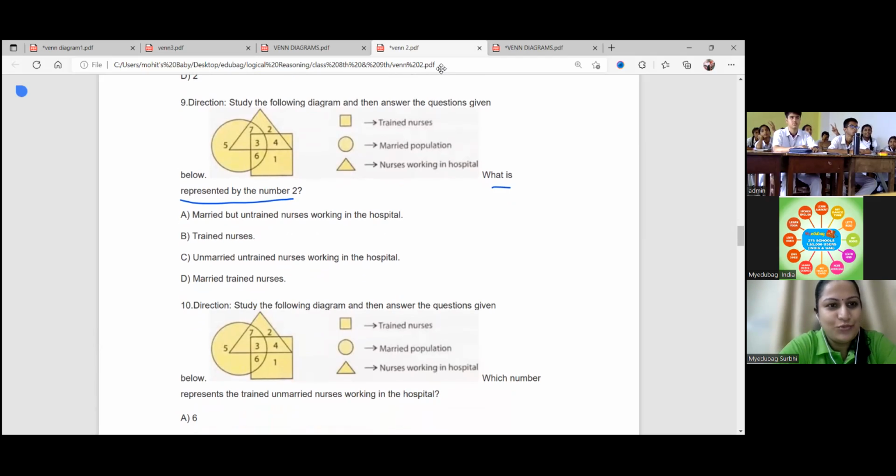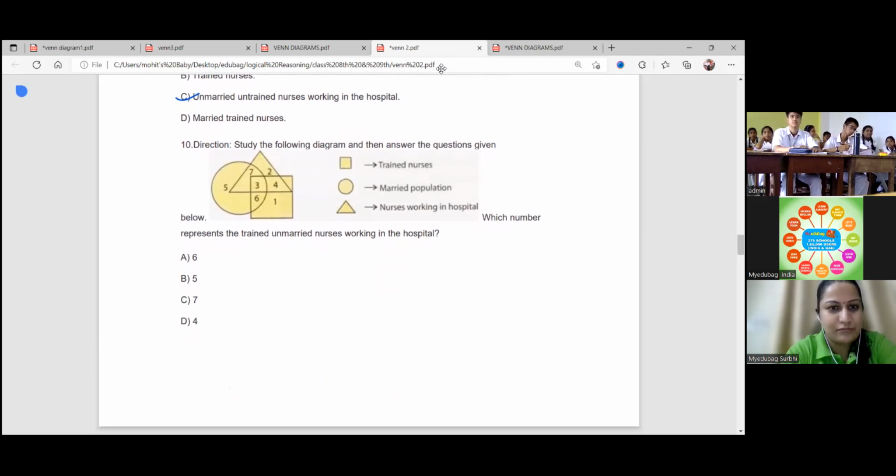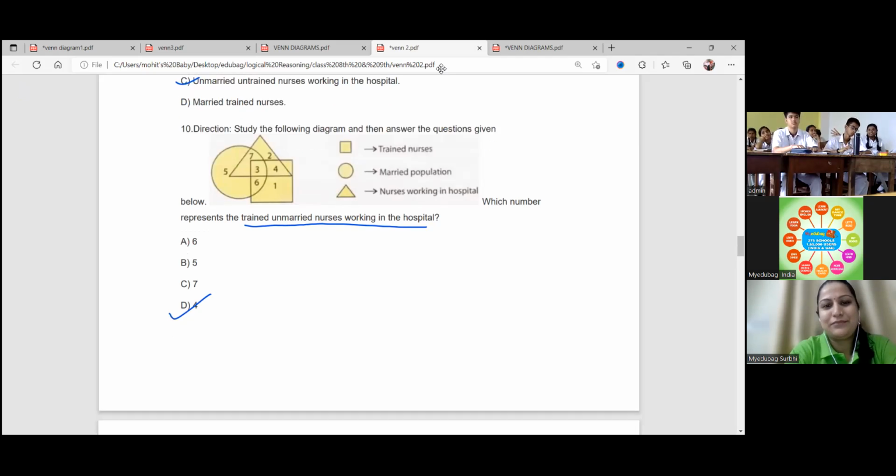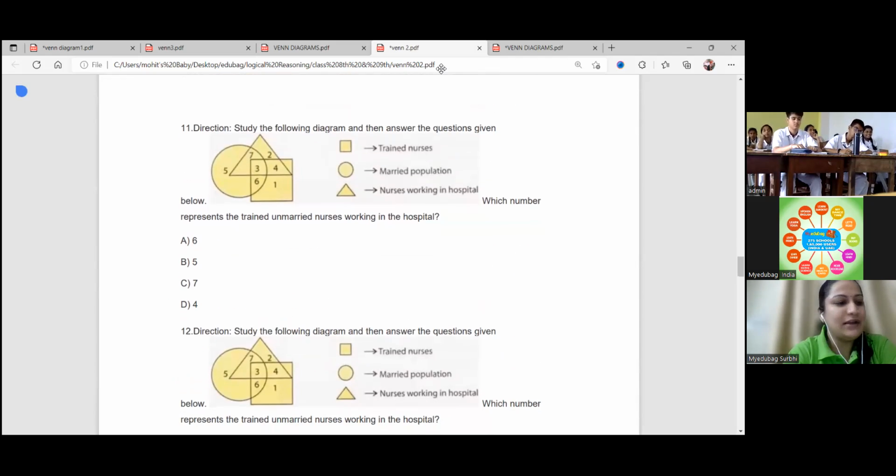Okay, one is saying 2, one is saying 3, and the correct answer is 3. Unmarried, untrained nurses working in the hospital. Which number represents the trained unmarried nurses working in the hospital? She should be trained and unmarried, working in the hospital. 5 is not the answer, guys. Third, first, fourth. It is the fourth one. Correct. You just have to observe the figures very carefully.